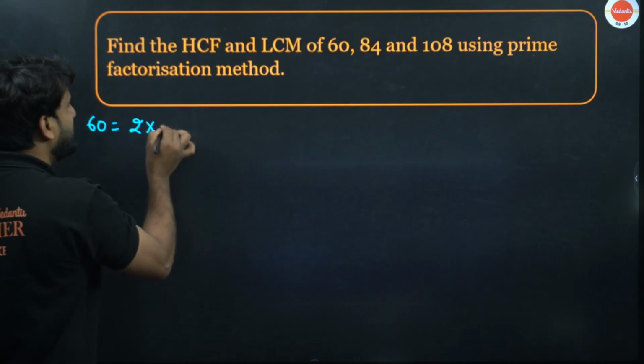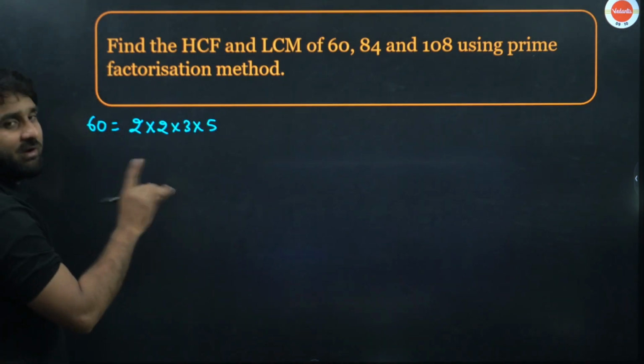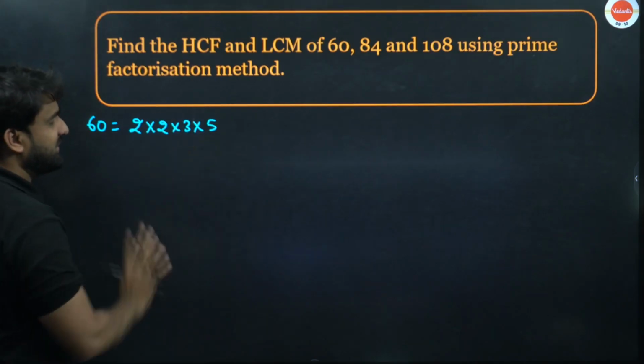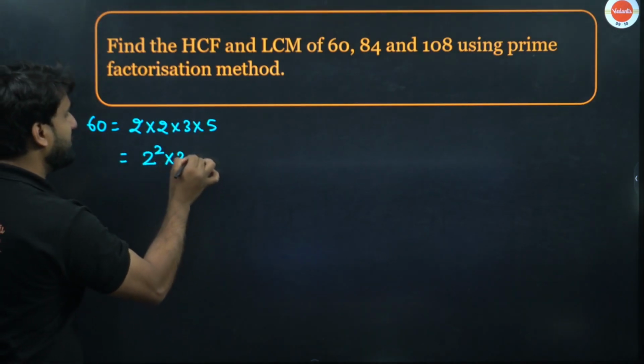So this is 2 into 2, we can take 2 altogether. So this will be the prime factorization. Check it once. 2 times 2 is 4, 4 times 3 is 12, 12 times 5 is 60. So we have 2 square into 3 into 5.